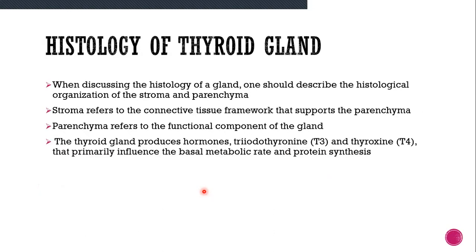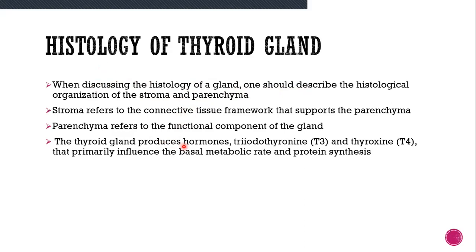So T3 is the one which is now more active, 5 times more active. Please remember that. Now, histology of the thyroid gland. Remember, when we discuss the histology of any gland, one should describe the histological organization of both the stroma and the parenchyma. Stroma refers to the connective tissue framework that supports the parenchyma. Parenchyma is the functional component.